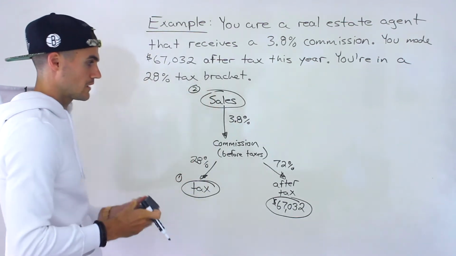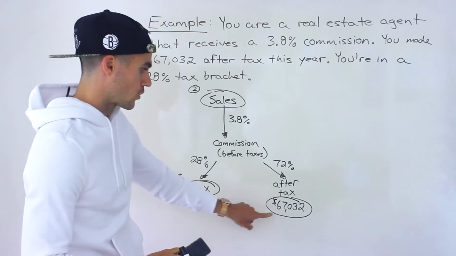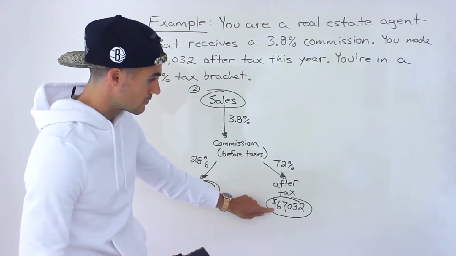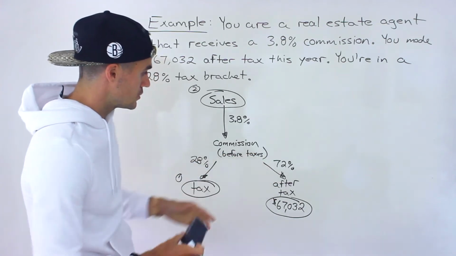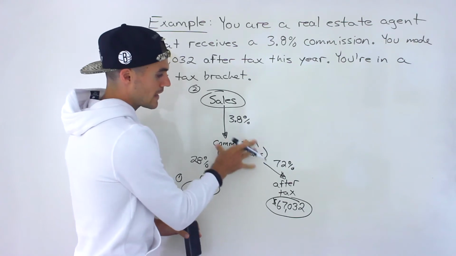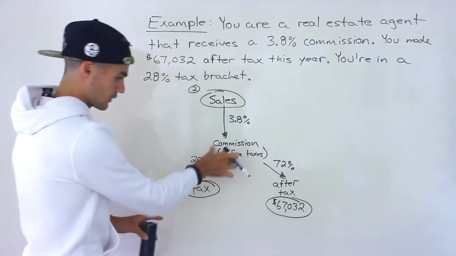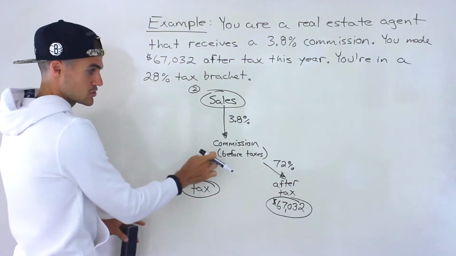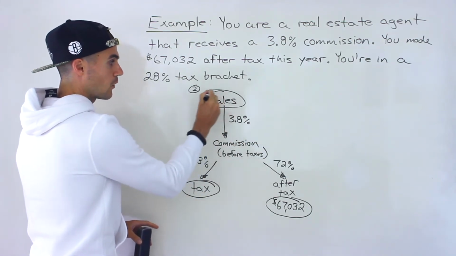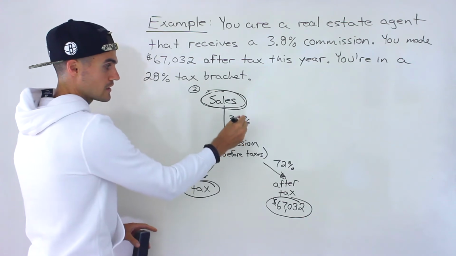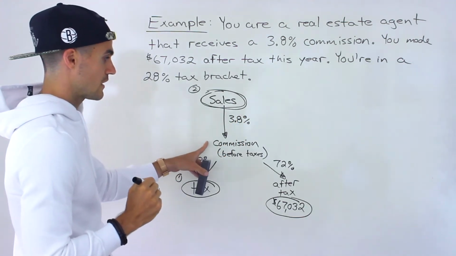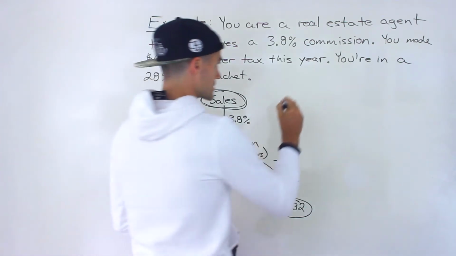Really what we have to do is work our way from this dollar amount to get these two. From here, because we have this percentage, we can figure out what the commission is before taxes. Once we have the commission before taxes, we can figure out what the tax on that is. It's going to be 28% of that. And once we have that, we can figure out the sales because we have the commission percentage of 3.8%. So step one is to find the commission before taxes.